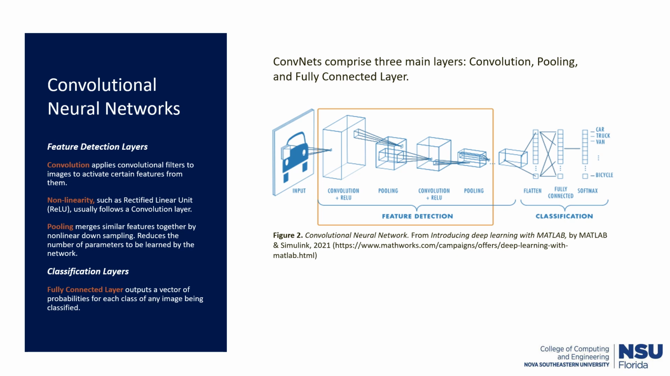Then the feature map goes through a mechanism called pooling, where it is further downsampled so that similar features are merged together, which reduces the number of parameters that the network has to learn. And finally, as we saw, the classification layer is the fully connected layer that classifies which class that image belongs to.